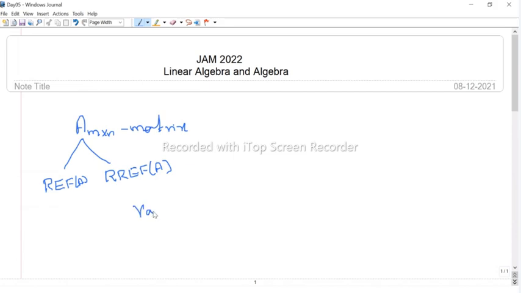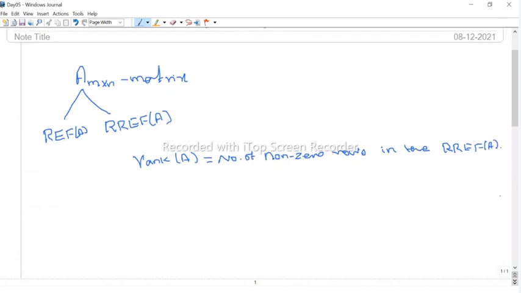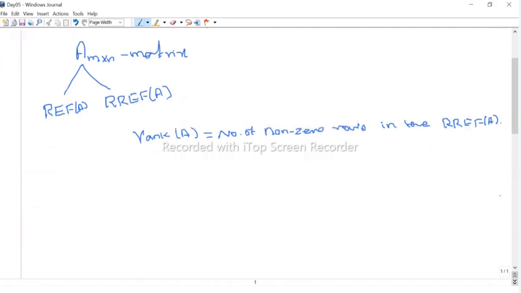So now we define what is the rank. For the time being, we define the rank of A as the number of non-zero rows in the reduced row echelon form, that is, in the RREF of A. Otherwise, we can define it as the number of linearly independent rows of A. So better take this definition: rank of A is the number of non-zero rows in the RREF.